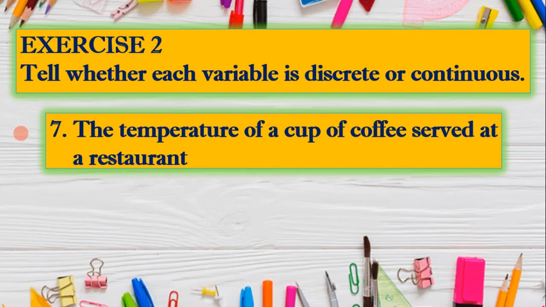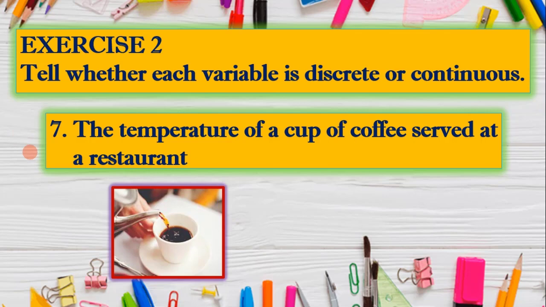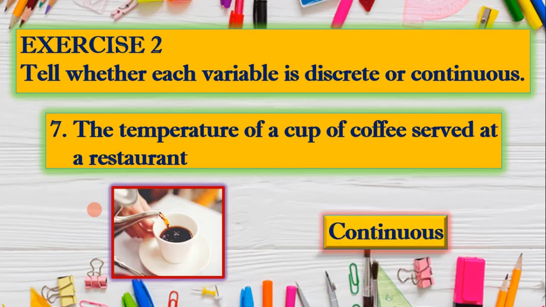For number 7, we have the temperature of a cup of coffee served at a restaurant. Temperature alone, you cannot use a set of counting numbers to quantify, but we have to use an instrument to quantify that. That particular instrument is in the form of a thermometer or any other measuring instrument. And the units could be in degrees Fahrenheit and degrees Celsius. So therefore, it is a continuous variable.